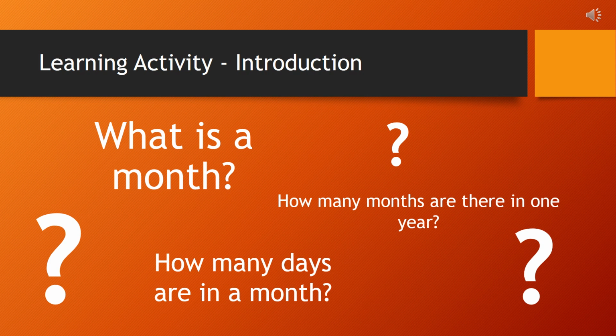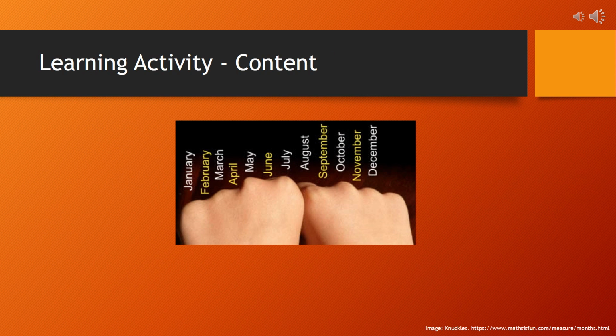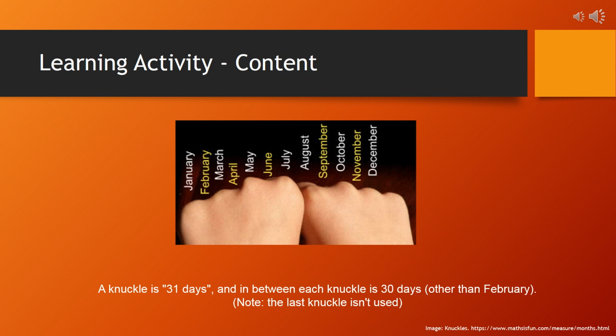What is interesting is that there is a way to use your hands to count the number of days in each month, similar to how the Egyptians did. The teacher would then show this image and explain that each knuckle and each space represents a month. The knuckles, or the higher part, have a higher number of days. The spaces, or the lower parts, have a lower number of days. So this means that a knuckle is 31 days and in between each knuckle is 30 days, other than February.